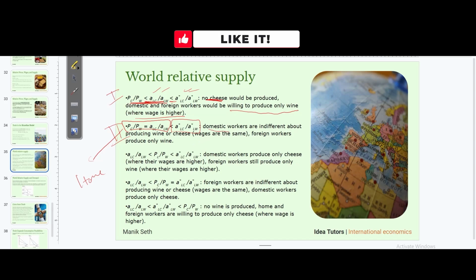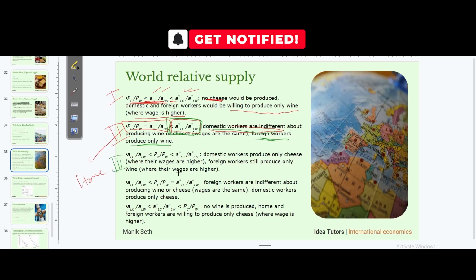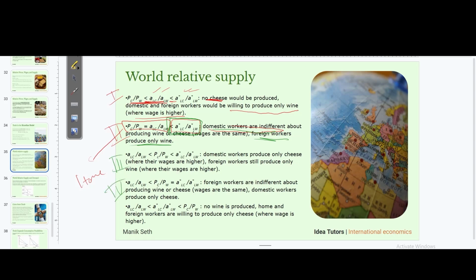Why? Because the relative price is equal to the opportunity cost. They are indifferent. But in foreign countries, they will still be producing wine. Why? Because the opportunity cost of producing cheese is more than the relative price. Similarly, we have the other cases sharing the same idea. Wherever the opportunity cost is more, the wages will be less, and thus the production will be of the other good.